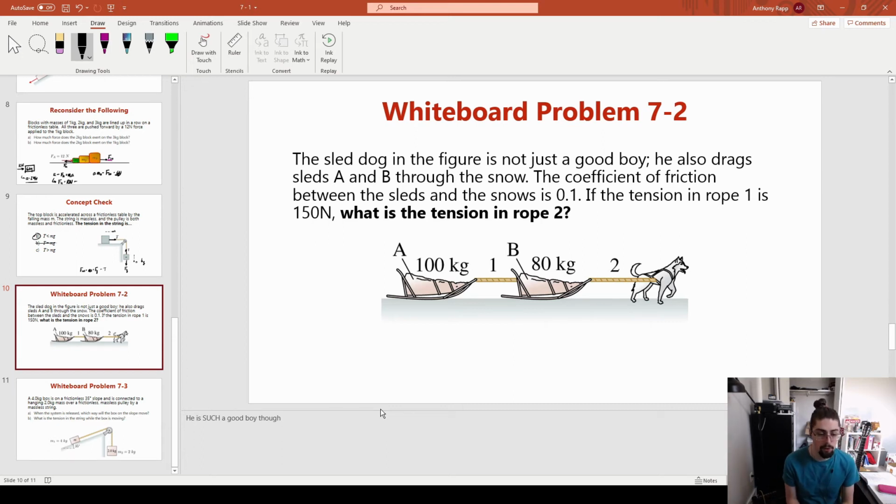So what you absolutely 1000% need to do is draw out two free body diagrams. A free body diagram for sled A, a free body diagram for sled B. We've got a small variety of forces acting on each of these. You need to label all of those forces. You need to think about what's going on with the acceleration. Is the acceleration the same or different between the two sleds? And then you can use that to solve out for tension 2.